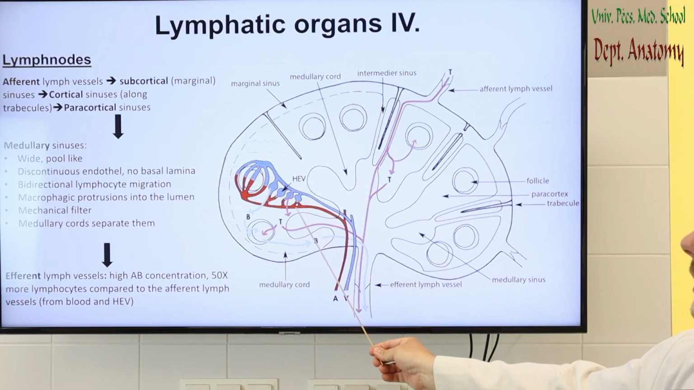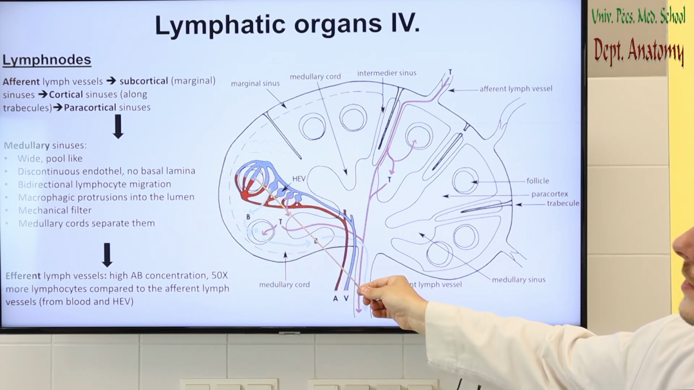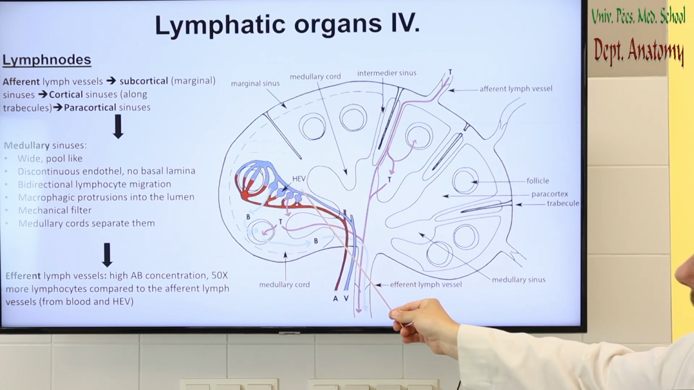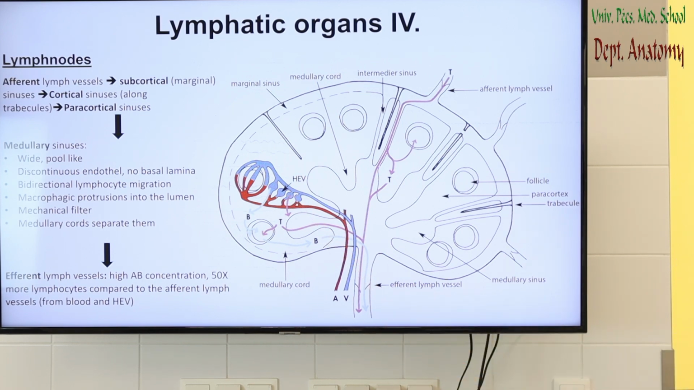Arteries enter, eventually they capillarize. Capillaries will collect into venules, and venules collect into larger veins, and they exit. Here we have to mention the HEVs, which are wider in diameter, and they allow the entry and exit of lymphatic cells to the circulation. The other type of circulation which we have to mention here is the lymphatic circulation.